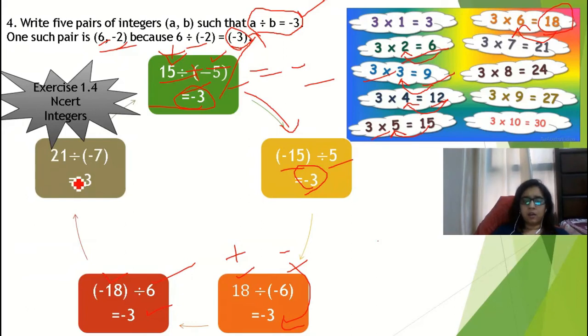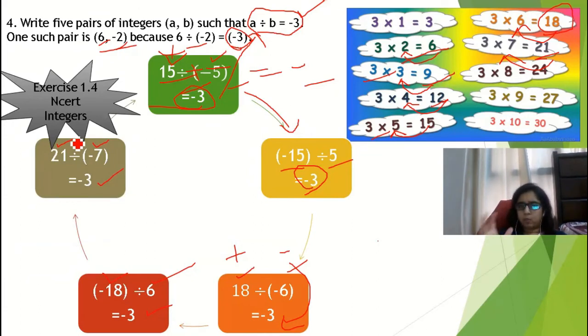And in my fifth pair of integers, I have taken 21 and 7, because if we divide 21 by 7, we will get the answer 3. So I have taken one number negative, that is 7, and 21 is positive. You can take any number negative or any number positive, but you have to take one number positive and another number negative to get your answer in negative form. So here we have taken these 5 pairs of integers to get this answer, that is -3.